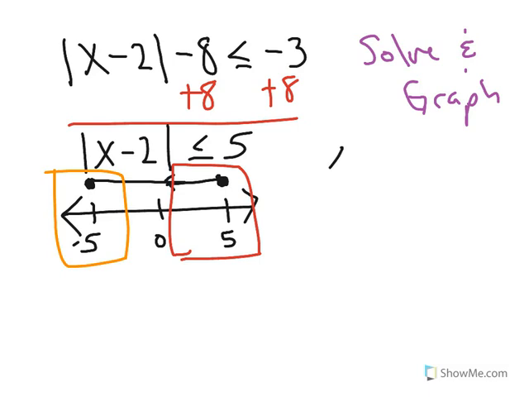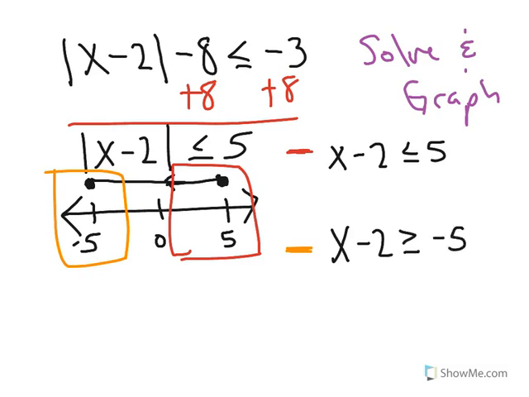If I look at the one that I boxed in red, I know that x minus 2 has got to be less than or equal to 5. Let's mark this as our red equation. Now, for my orange equation, I need to say that x minus 2 has to be greater than or equal to negative 5. I want to represent all the numbers that are bigger than negative 5.